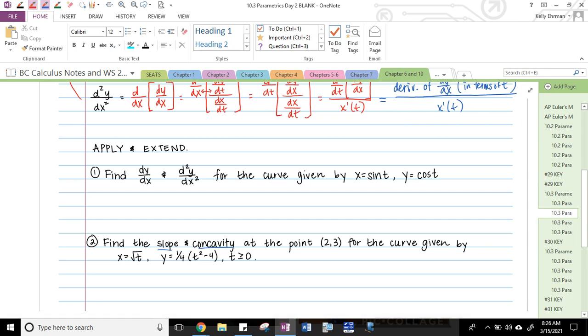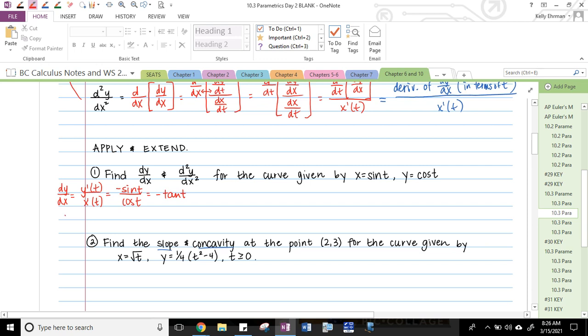So find dy dx and the second derivative for the curve given by x equals sine t and y equals cosine t. So dy dx, I like to write as equal to y prime of t over x prime of t. That's not required for the AP test. It just kind of helps me organize things. So the derivative of y is negative sine t, and the derivative of x is cosine t. And since I'm going to be finding the second derivative, I don't want to have a fraction here. I'd rather simplify this to make it negative tangent t, so I don't have any little quotient rules or anything to do.